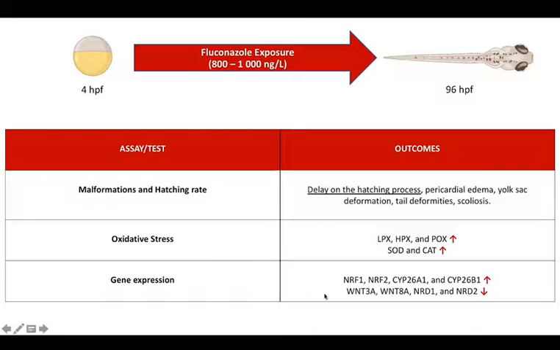Finally, regarding gene expression, fluconazole altered the expression of several genes related to organogenesis in the early life stages of development. Here, it is important to point out that the downregulation of these genes could be related to increased production of retinoic acid, as it is implicated in different signaling pathways related to embryogenesis.